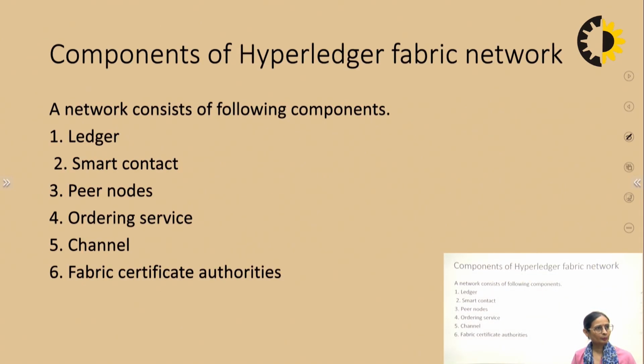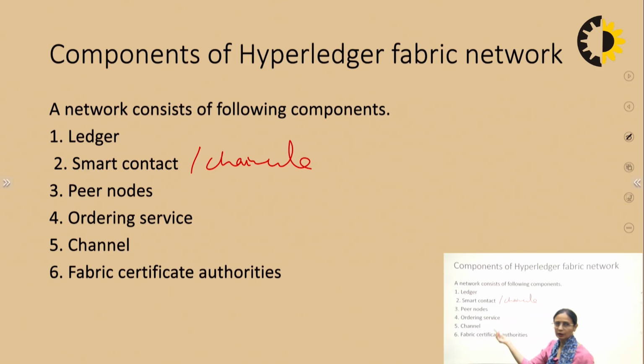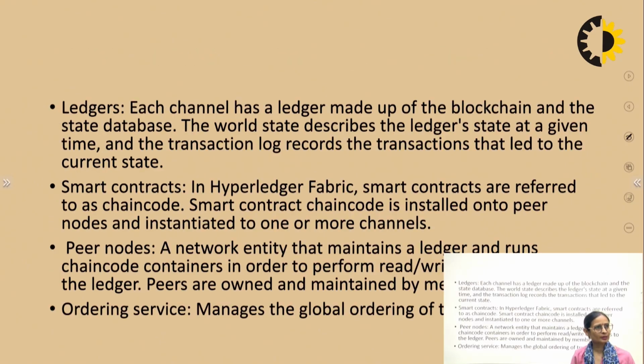So here the components, as we have seen in the figure, comprise the ledger and the smart contract, which we are calling chain code. Then we have peer nodes, ordering services, channels, and Fabric certificate authorities, that is my MSP. The ledger is my distributed ledger which is being maintained. Smart contracts are referred to as chain code.